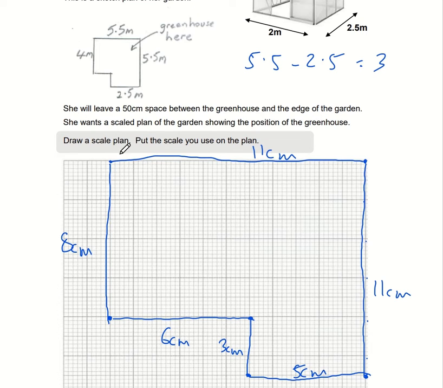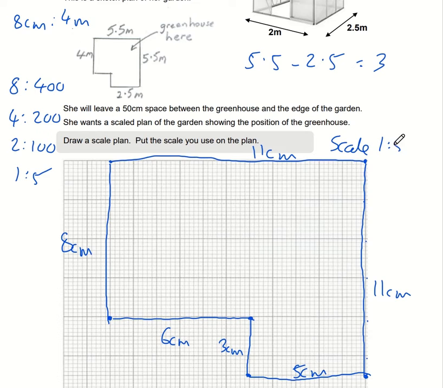Well, let's take a nice easy side, one that's not a decimal. So the scale is 8 centimetres represents 4 meters in real life. So let's convert the meters into centimetres, so multiply by 100. So the scale is 8 to 400. We can simplify this by dividing by 2, so that's 4 to 200, which is the same as 2 to 100, which is the same as 1 to 50. Okay, so the scale is 1 to 50.